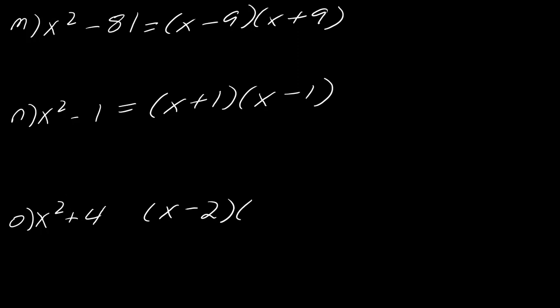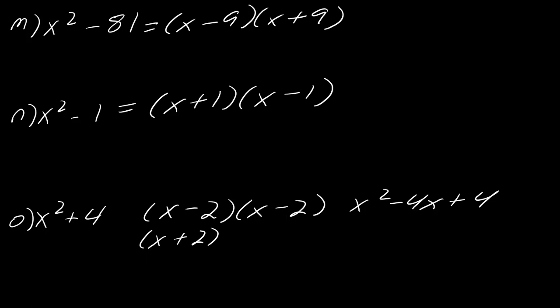You can't write x minus 2 and x minus 2. If you wrote this out, what would you get? You would get x squared minus 4x plus 4. So that's not what we need. Also, if I tried to do x plus 2 and x plus 2, that's going to get me just x squared plus 4x plus 4. So that doesn't work either.